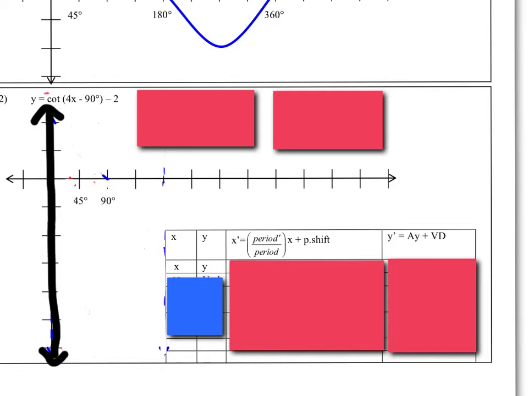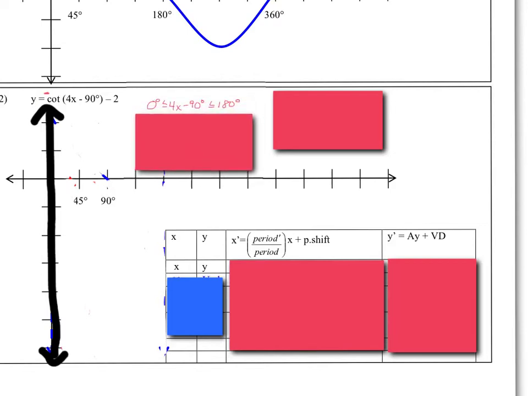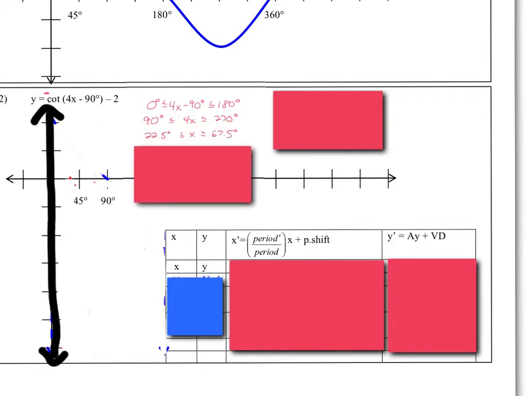So cotangent, the parent's period is 180 degrees, so it goes from 0 to 180. So you take the angle you're given, 4x minus 90 degrees, put it between the normal beginning and ending of one period of cotangent. Then you try to get x by itself. And add 90 to the left, the middle, and the right, then divide each term by 4. 90 divided by 4 is 22.5. 270 divided by 4 is 67.5.